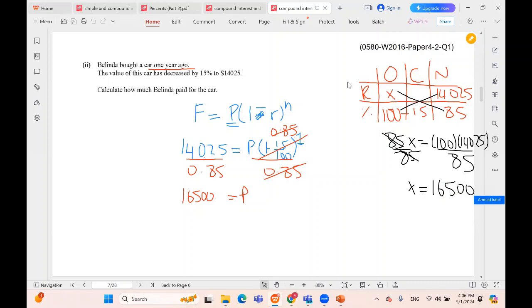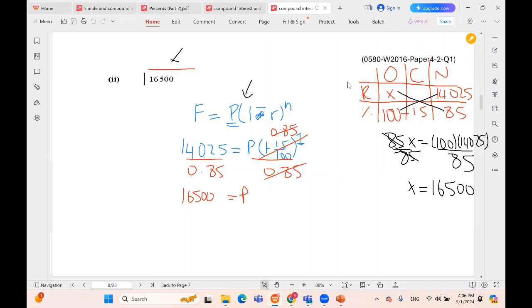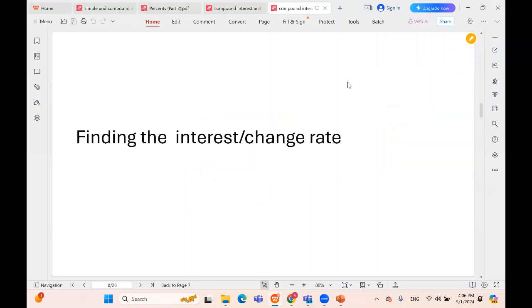However, you can only use the OCN table if it's 1 year. If it's more than 1 year, we have to use the formula that we started with. This technique works for whatever number of years, but the OCN only works for 1 year or one change to begin with. So 16,500 is correct.